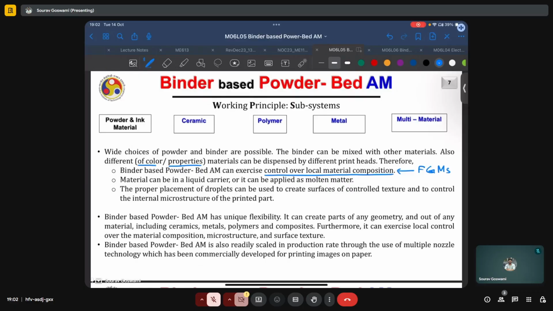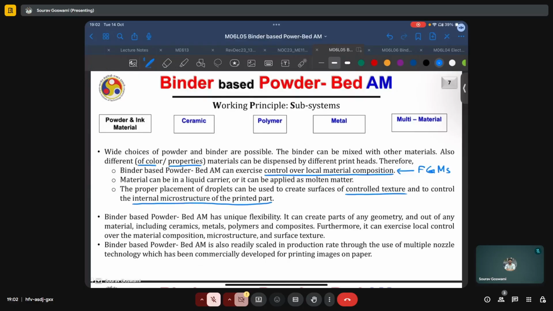Material can also be dispensed from the binder in liquid fashion, or it can be applied as molten matter. The proper placement of droplets can be used to create surfaces of controlled texture and to control the internal microstructure of the printed part.